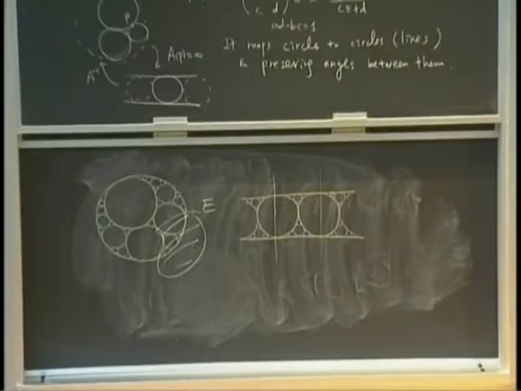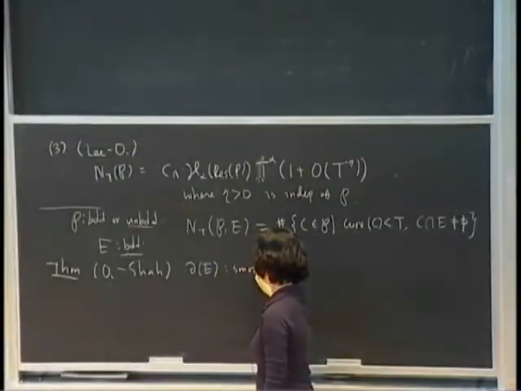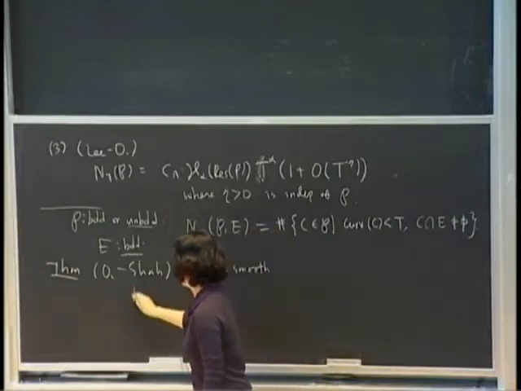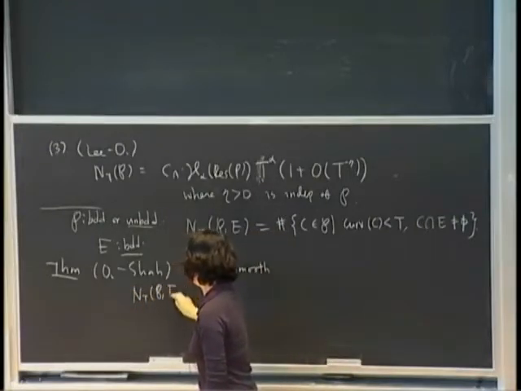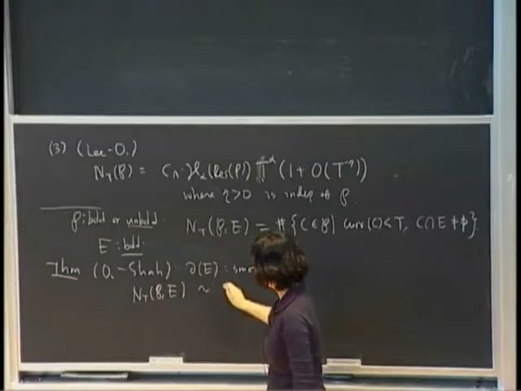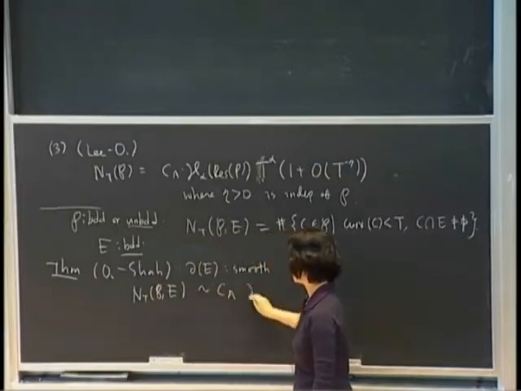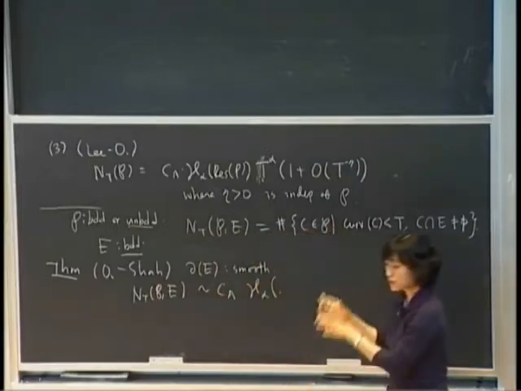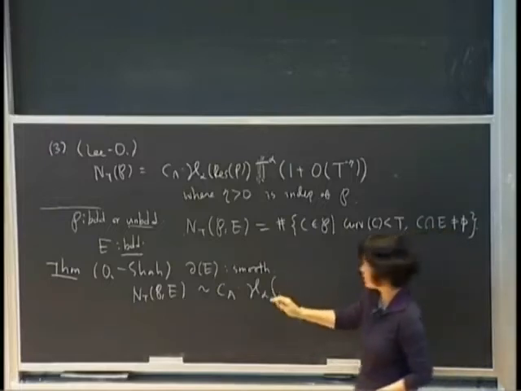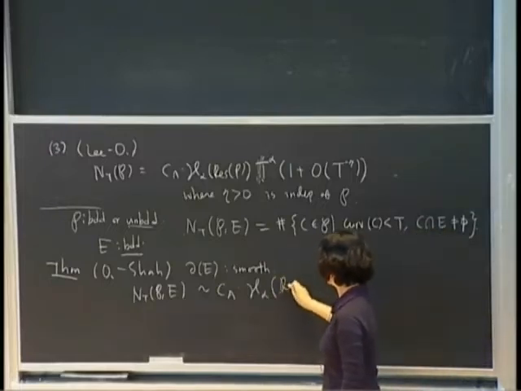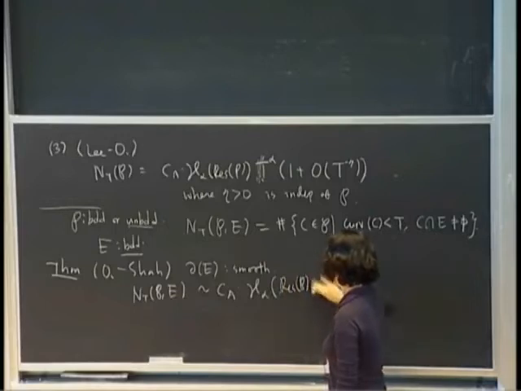And the theorem says that now, we assume E is any bounded region, but with a smooth boundary. Suppose the boundary of E is smooth. Then this N_T(P,E) is asymptotic to, again, the Apollonian constant times the intersection of the residual set of P and E. So it's the alpha dimensional Hausdorff measure of the residual set of P intersection E times T to the alpha.